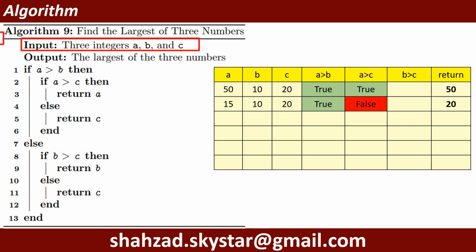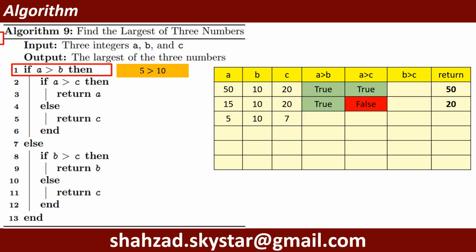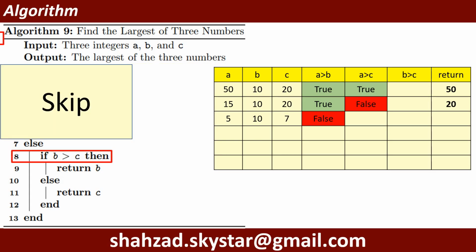Now I'm going to run it again. The three inputs are: the value of A is 5, B is 10 and C is 7. The first if: A greater than B. The value of A is 5 and the value of B is 10. In the case of 5 greater than 10, that is false, so the condition will be false. In this case, the whole if part will be skipped and the cursor will move to the else part.